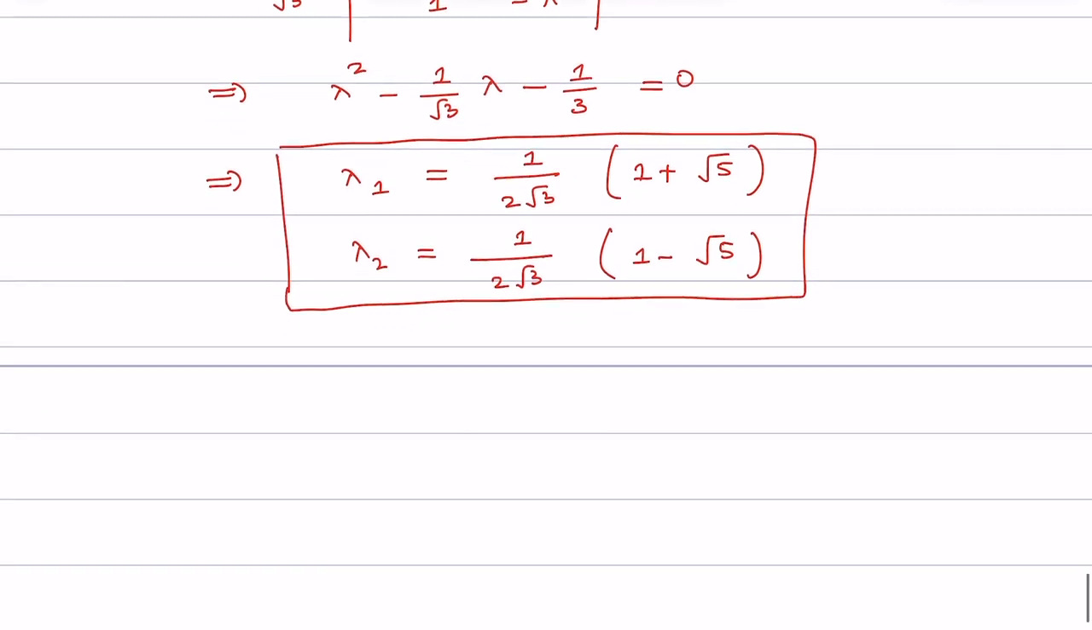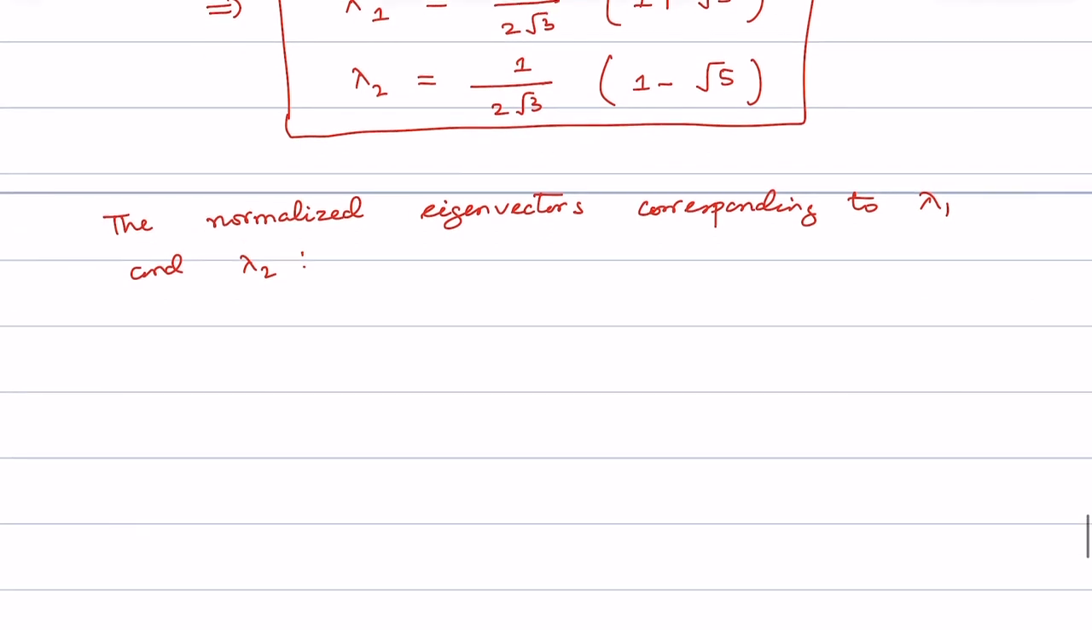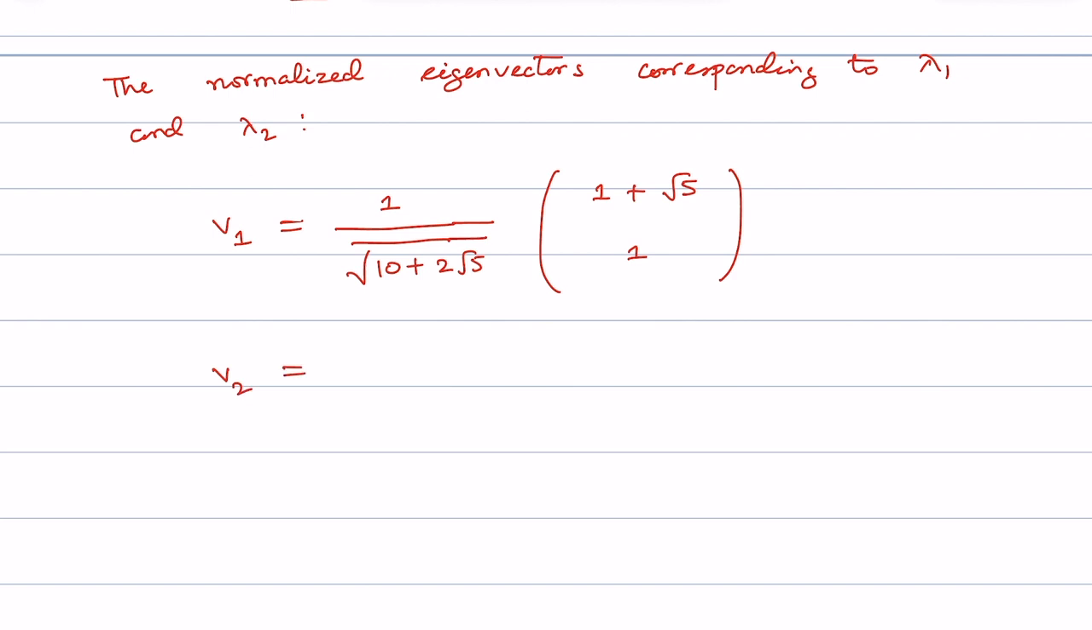And what about the corresponding eigenvectors? The normalized eigenvectors are very trivial to work out; anybody knowing can work it out. The normalized eigenvectors corresponding to lambda 1 and lambda 2: please work it out, it's very trivial. For lambda 1, v1 is equal to 1 by square root of (10 plus 2 root 5), and here I will have in the first row 1 plus root 5, and in the second row 1. And v2, the eigenvector corresponding to lambda 2, would be 1 by square root of (10 minus 2 root 5), and here you will have 1 minus root 5, and 1. So these are the eigenvectors.